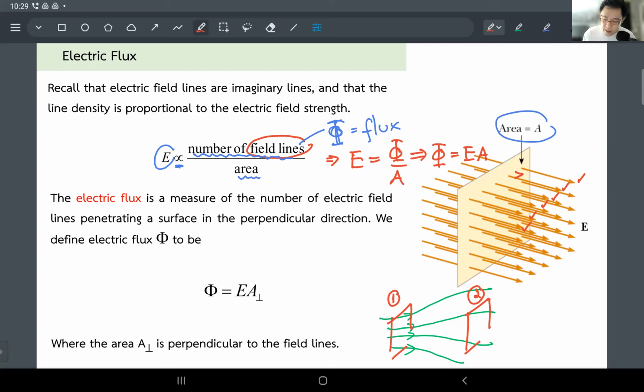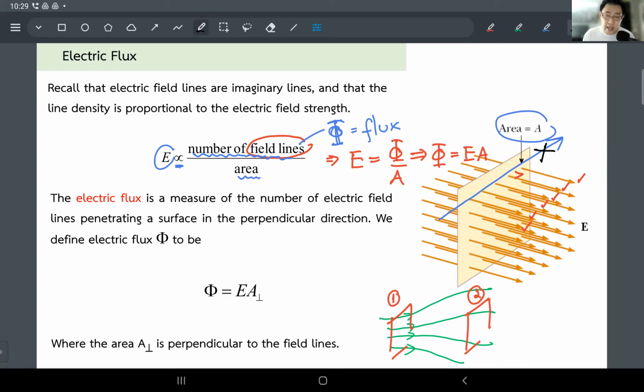For example, if there is another line going in this direction here, just glancing through but not penetrating the area, you're not going to call that electric flux going through your surface. Does that make sense? Because there's nothing going through. It's not passing through your area. It's just passing by, lying around there, but never crossing the boundary of your area. So this one, you're not going to call electric flux going through your surface area. Does that make sense? All right.